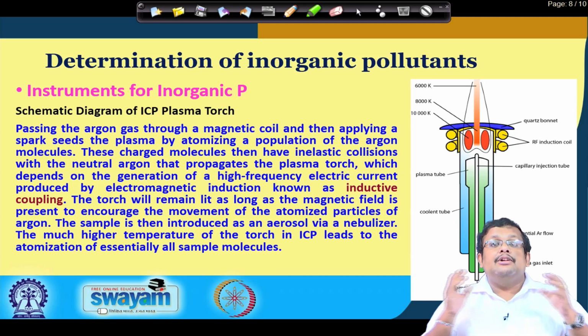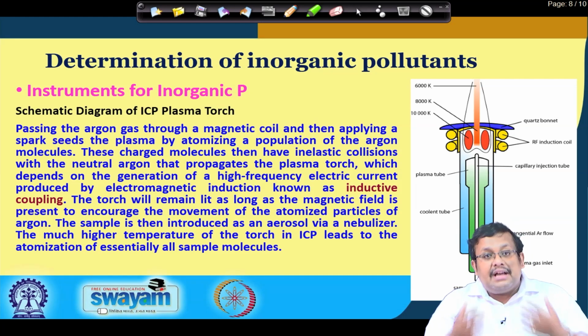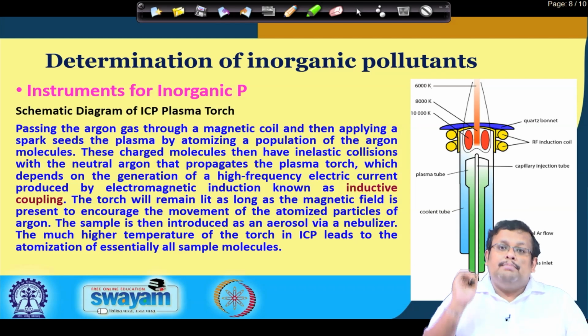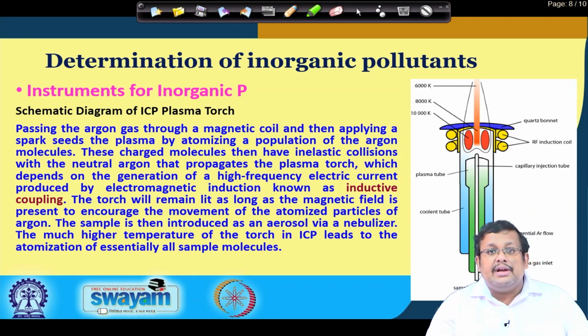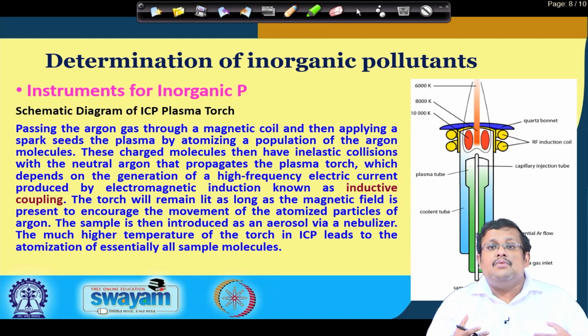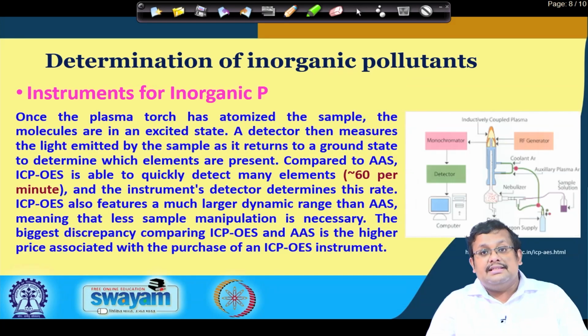The sample is then introduced as an aerosol via a nebulizer. The much higher temperature of the torch in the ICP leads to the atomization of essentially all sample molecules. For a complete atomization of all sample molecules, you need to create a very high temperature that can only be created by the production of plasma. And for creating that plasma, you require inductive coupling, and for that inductive coupling you require these radio frequency coils. So, this is how this plasma torch basically works, and this is the central working principle of ICP AES.